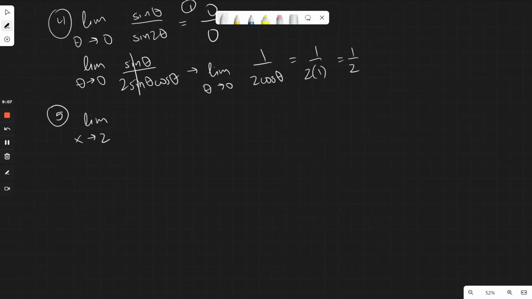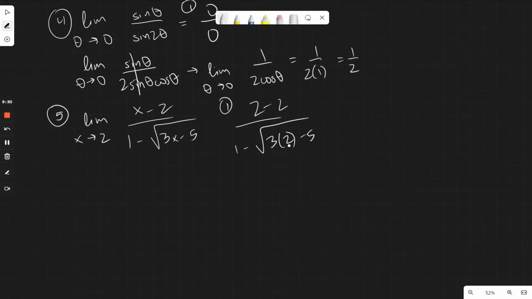Again, x approaches 2 of x minus 2 over 1 minus the square root of 3x minus 5. Okay, by this point we probably know I don't think direct substitution is going to work. I don't care. We're going to try it anyways. So this is 2 minus 2 over 1 minus the square root of 6 minus 5. Oh, who could have guessed it's 0 over 0? That's indeterminate. We need to find another way to solve this. And now we're going to be using conjugates. These aren't complex conjugates, they're radical conjugates.